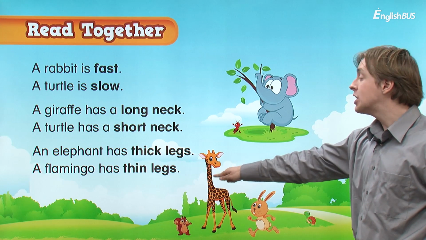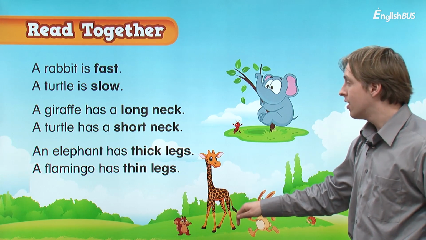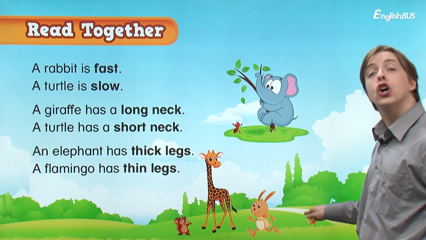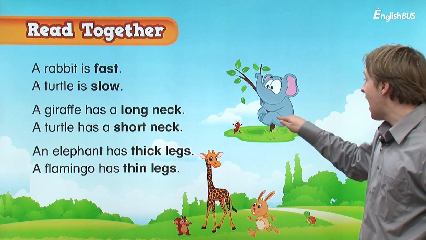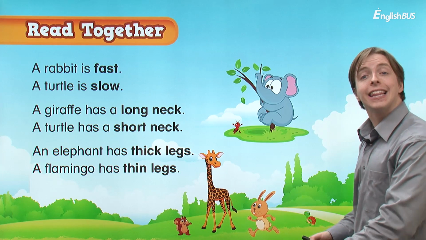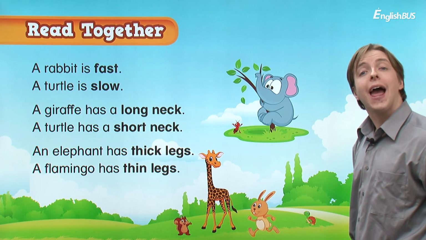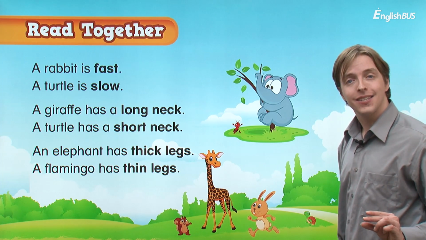A giraffe has a long neck. A turtle has a short neck. An elephant has thick legs. A flamingo has thin legs.